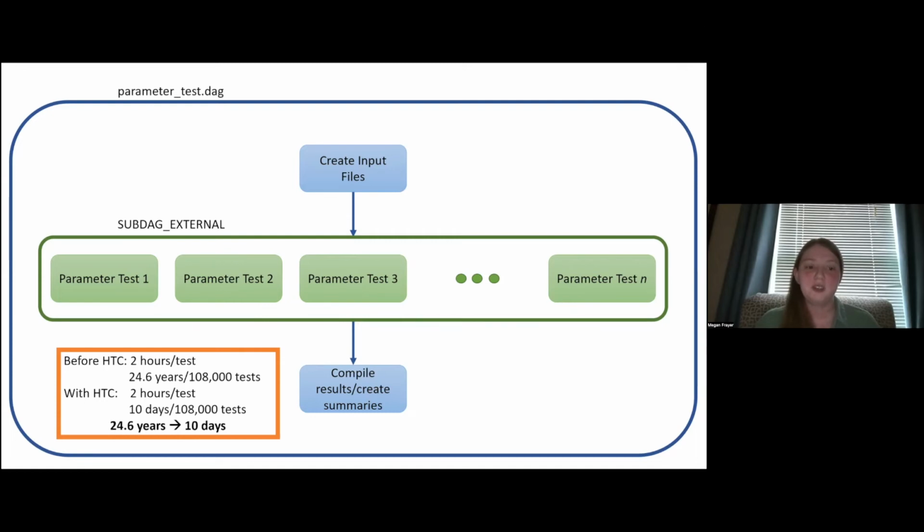So running without any parallelization, it takes about 2 hours per test. And so running on my computer one at a time, it would take almost 25 years to run all 108,000 combinations. But with the CHTC in this particular instance, I was able to run all of these in about 10 days. And it probably would have been faster, except these tests require a lot of memory, so they queue a little slower, but that's still a pretty extreme improvement.